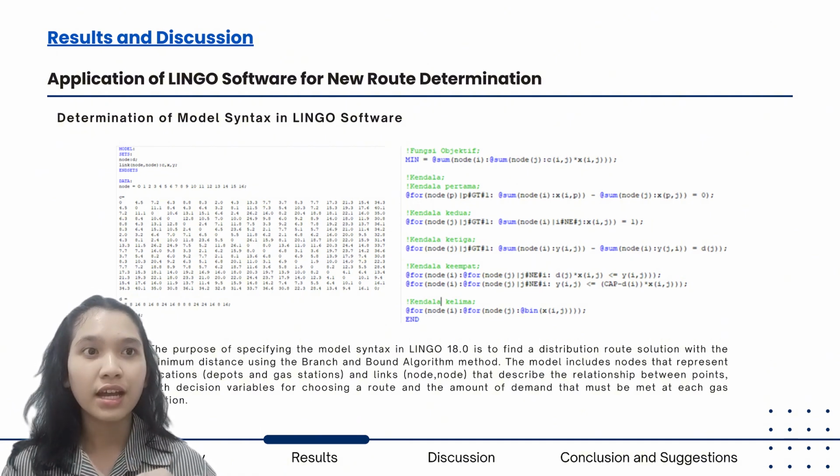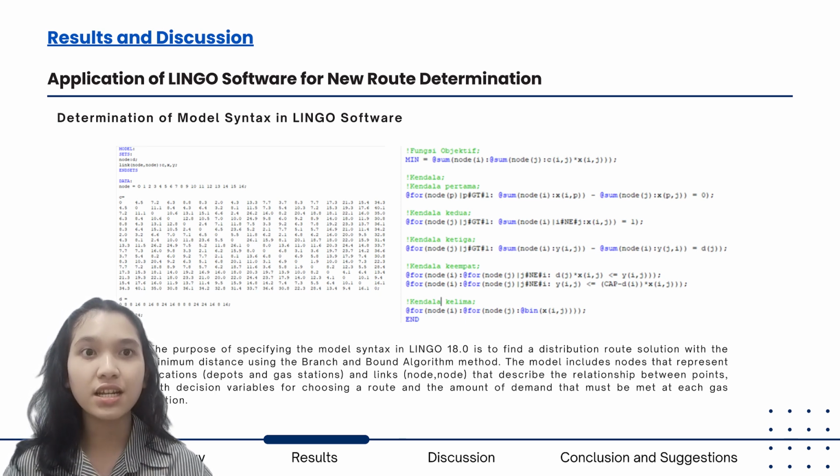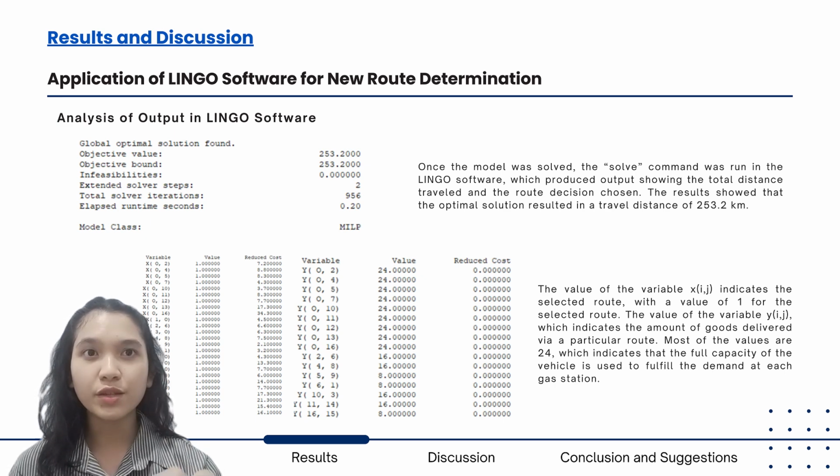Links describe the relationship between distribution points, which involves two main things: the road decision choice and the amount of demand at each gas station. In addition, there is a variable D that indicates the demand at each gas station and capacity, which indicates the maximum capacity of the vehicle. Next, analysis of output in Lingo software. Once the model is set up and run, the Lingo software generates output that includes the total distance traveled and the road decision choice. The resulting objective function shows the total distance traveled, which in this case is 253.2 km, which is the optimal solution for distribution.